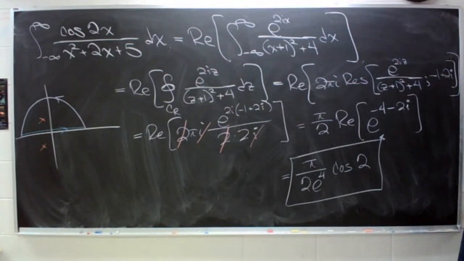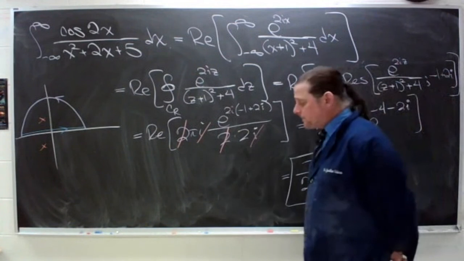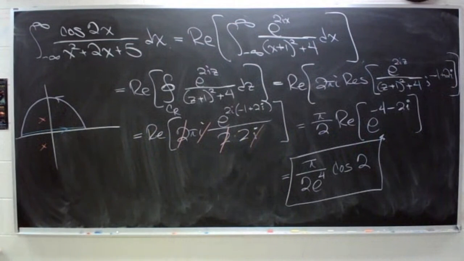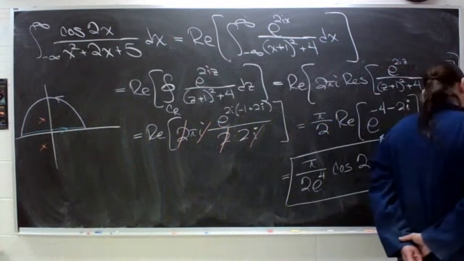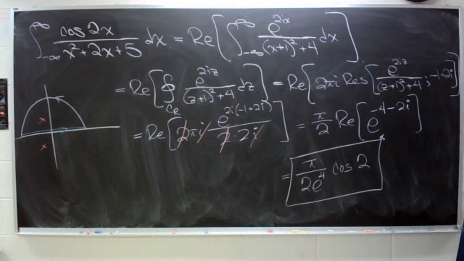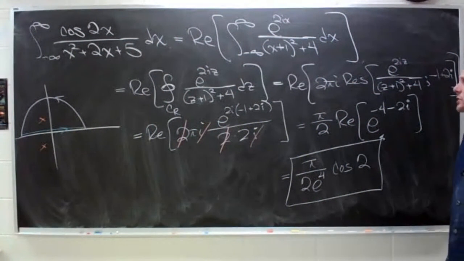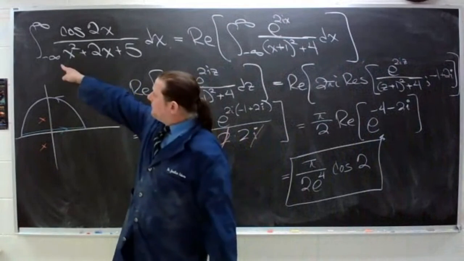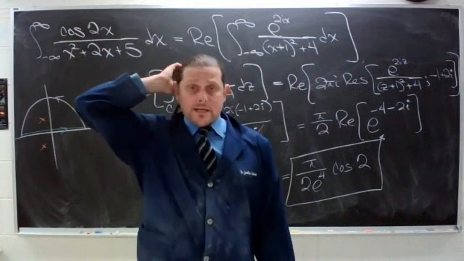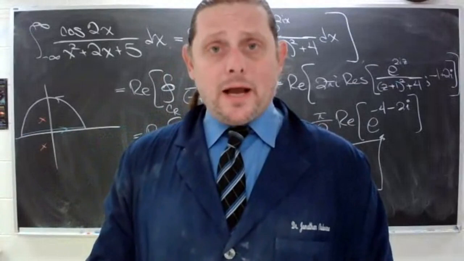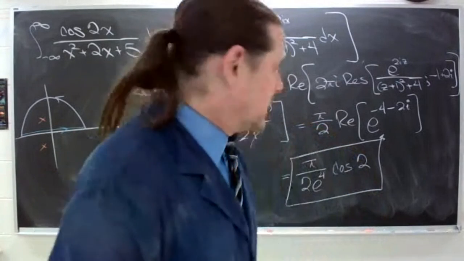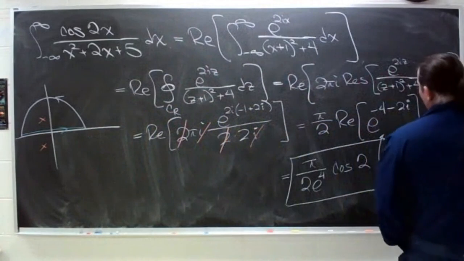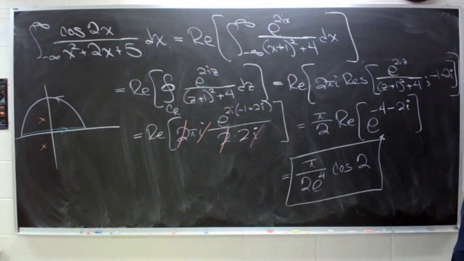The real part of this, of course, is going to be pi over 2e to the 4th times the cosine of 2. Notice that as a nice byproduct of this process, we also immediately have the integral from negative infinity to infinity of the sine of 2x divided by x squared plus 2x plus 5. That's equal to minus pi over 2e to the fourth sine of 2.